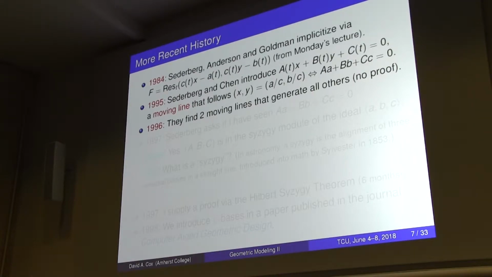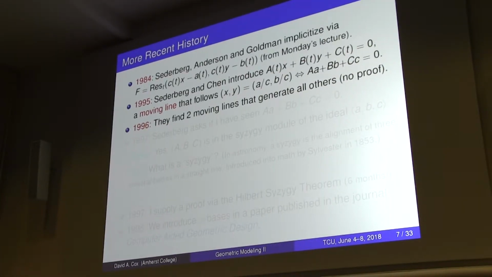Now, here's some more recent history connected with this. So I mentioned on Monday this paper by Anderson, Sederberg, and Goldman, and they basically implicitized curves just using the classic Sylvester resultant. But then in 1995, Sederberg and Chen introduced an interesting idea, that you imagine a line in the plane, so they're working affinely, a line in the plane where the coefficients depend on a parameter. And so the idea is that, if the parameter varies, I get a moving line. So this is the idea of a moving line.